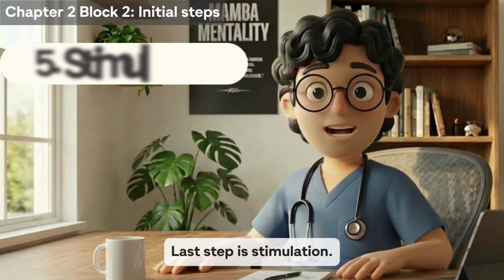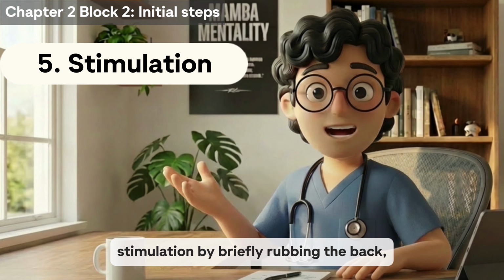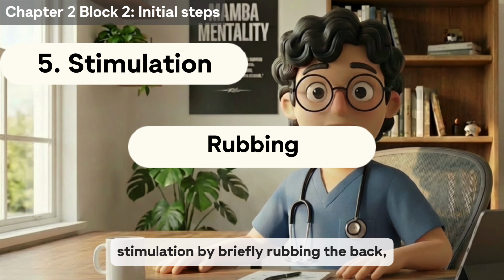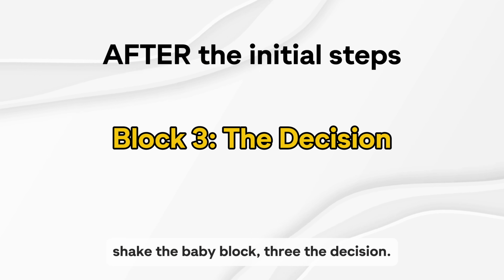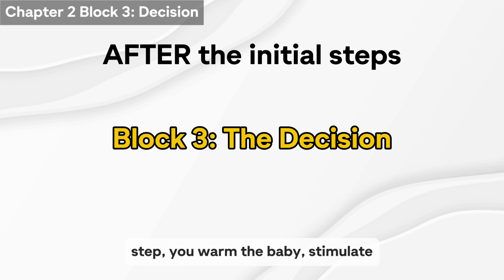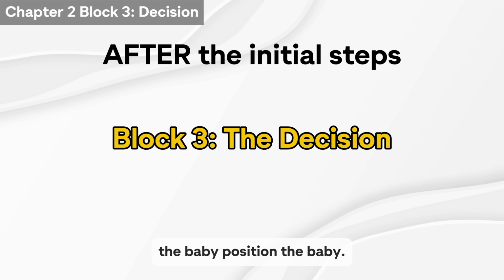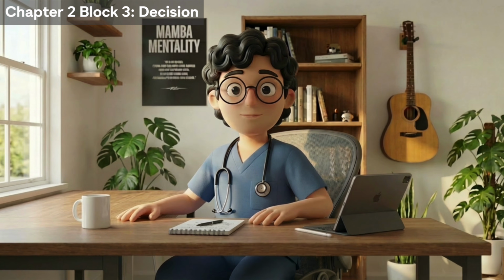Last step is stimulation. So if the baby is not breathing adequately, you can provide gentle stimulation by briefly rubbing their back, the trunk, or the extremities, but never shake the baby. Now, after you do the initial steps, you warm the baby, stimulate the baby, position the baby. Now what you need to do is stop, look, and listen.